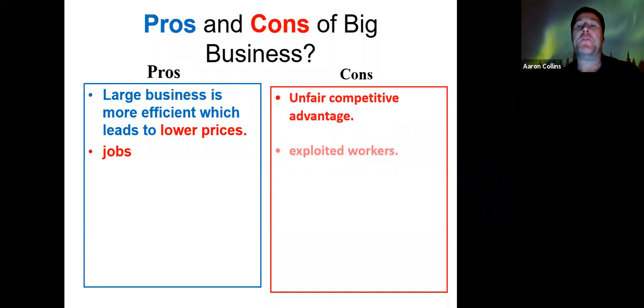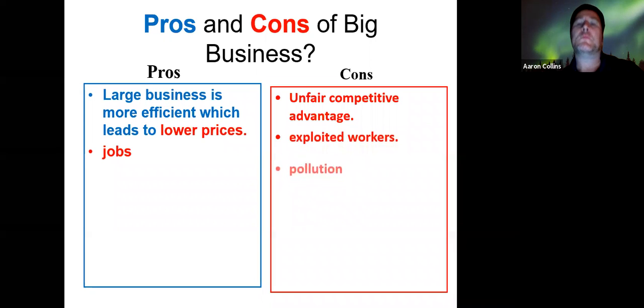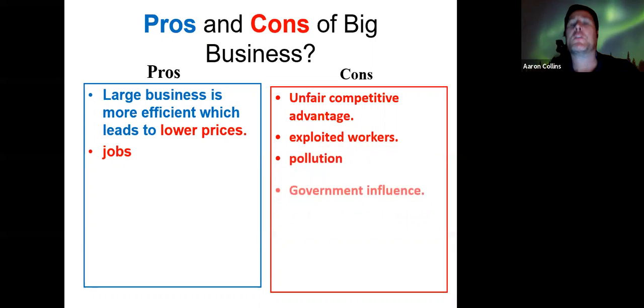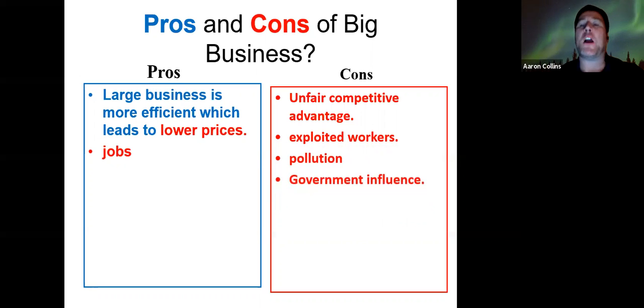Sometimes they have an unfair competitive advantage. Sometimes they exploit their workers, they pollute our environment, and they have too much government influence. Hit pause and write that down. This is important.